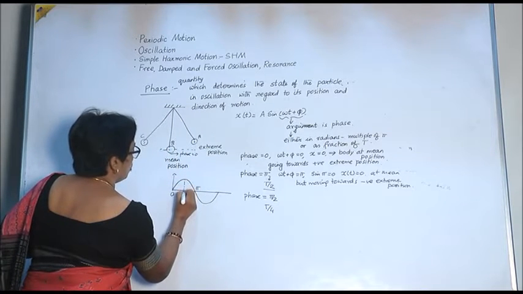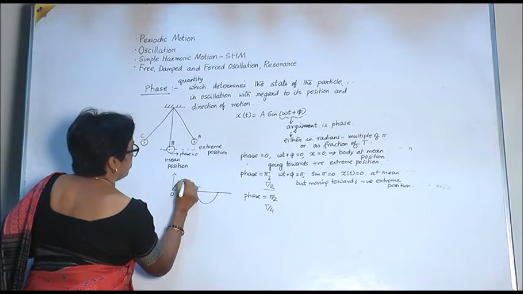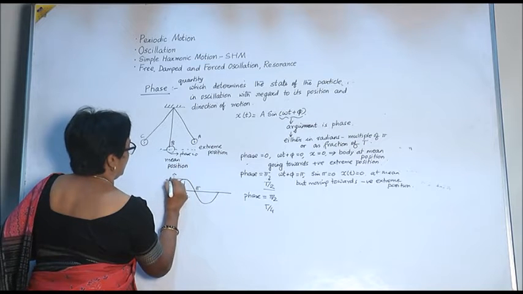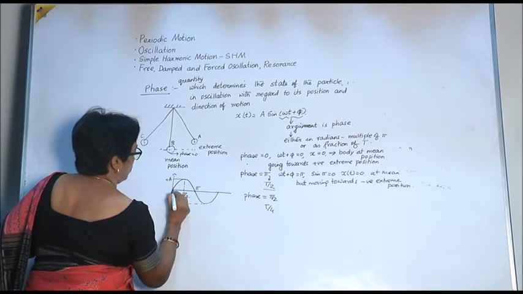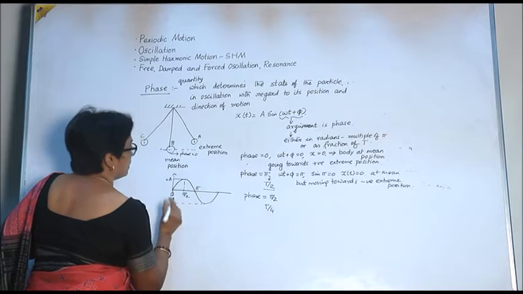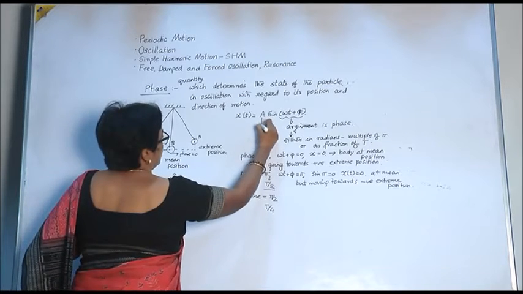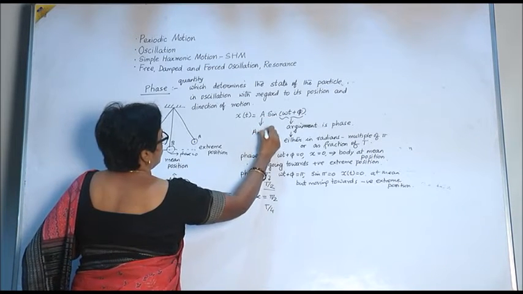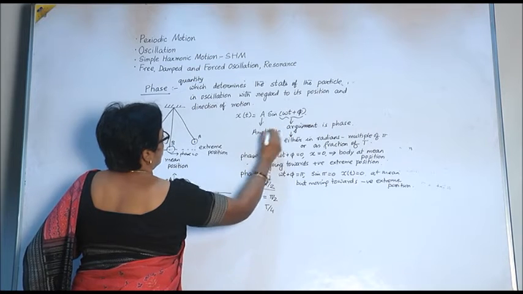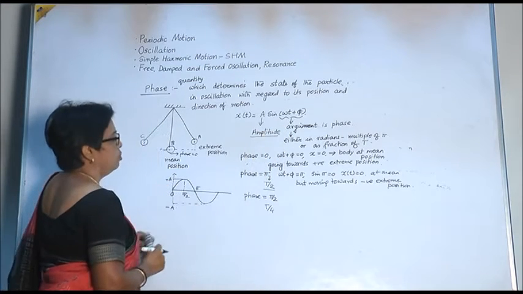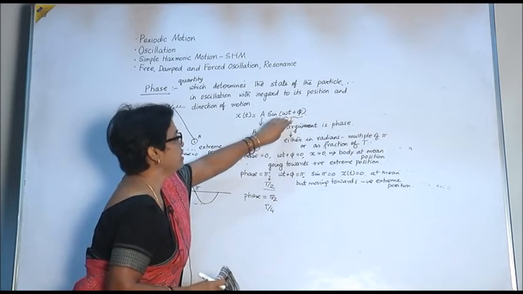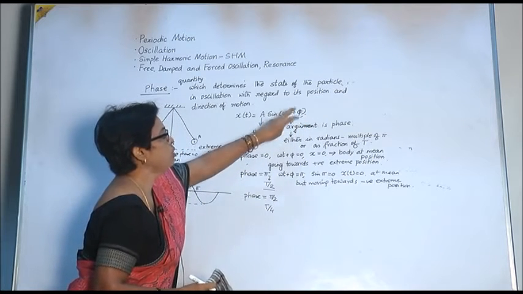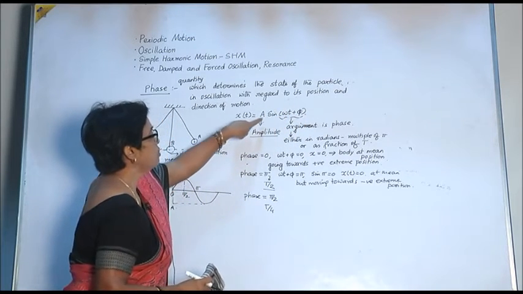At pi by 2 time, it is at the positive extreme position plus A, this will be minus A, where A is my amplitude, this is amplitude, the maximum displacement. When this argument is pi by 2, sin pi by 2 will be 1. So, x will be equal to A.